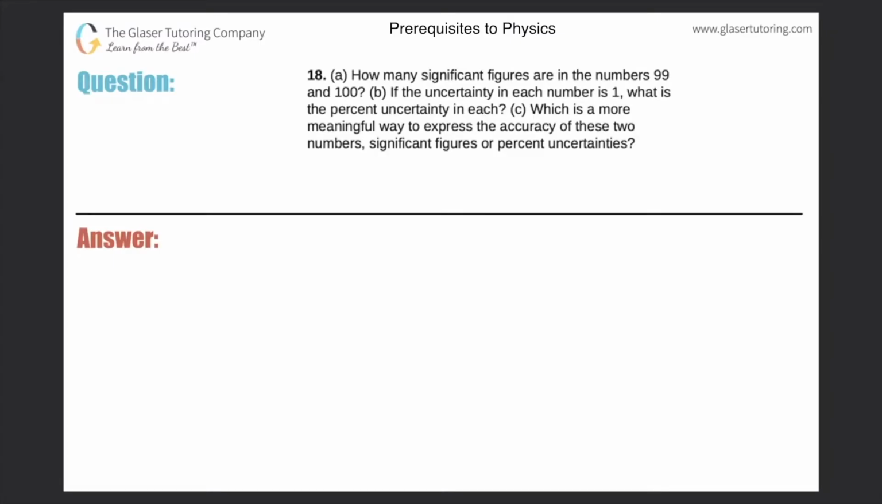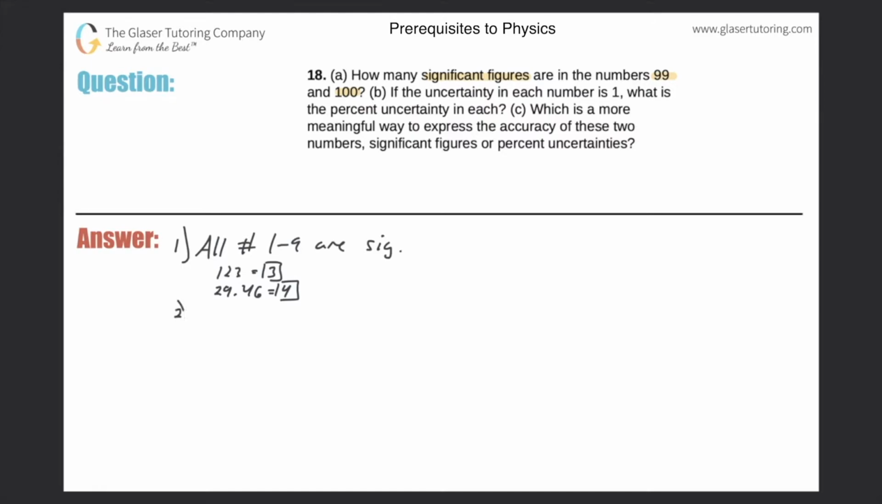Number 18, letter A. How many significant figures are there in the numbers 99 and 100? All right, to lead off the answer to this question, let's write down a couple of quick rules about significant figures. Rule number 1: all numbers 1 through 9 are always significant. Meaning if you had a value of 1, 2, 3, that would mean 3 significant figures. If you had a value of 29.46, let's say, that's a value of 4 significant figures, etc.